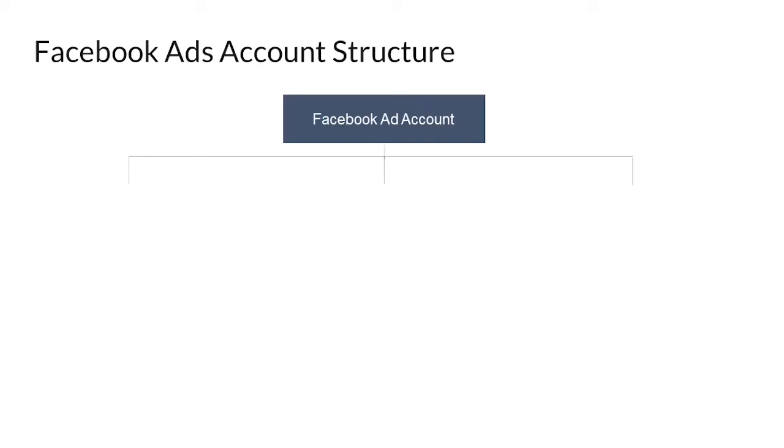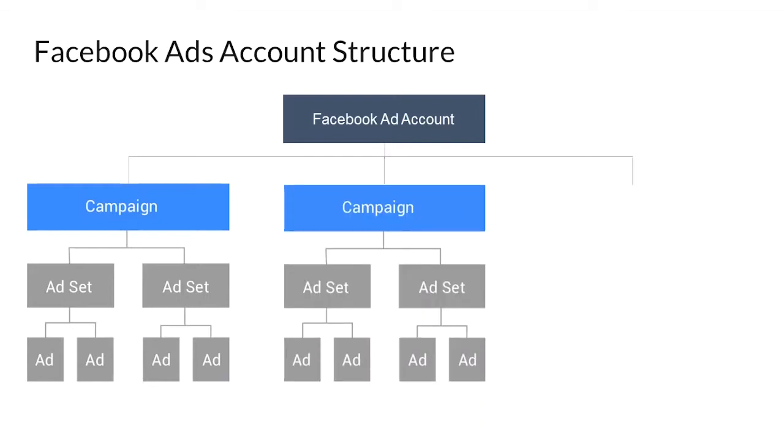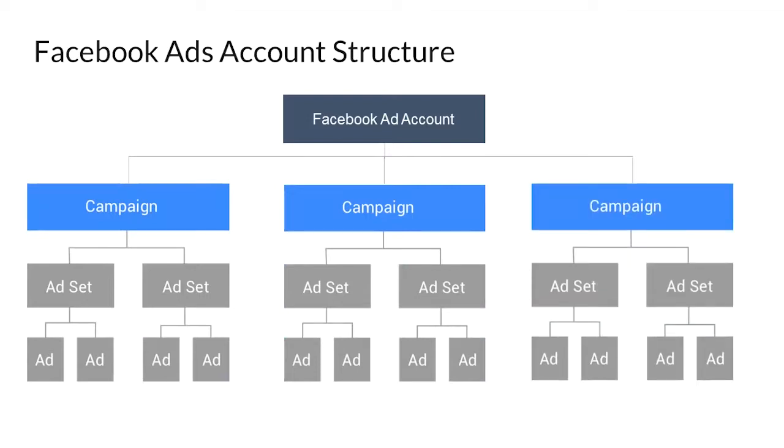Under each Facebook ad account, you might have multiple campaigns that are running at the same time. A campaign that is running in a particular city or a campaign that targets a particular region or a particular country. Each of these campaigns have what you call ad sets. Ad sets are where you can target your audience and segment your audience. In each ad set, you have multiple ads or creative that you can use for targeting the same audience.